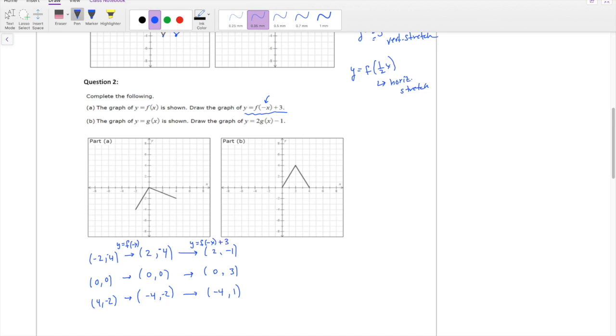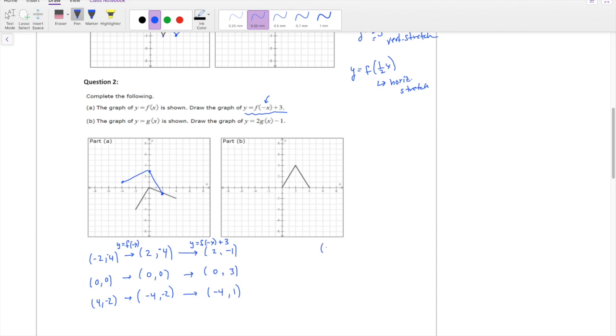All right, so let's plot those last 3 points. So we have (2, -1), (0, 3), and (-4, 1). So it should be the y-axis reflection of this graph that is shifted up 3 units. All right, let's tackle part B.